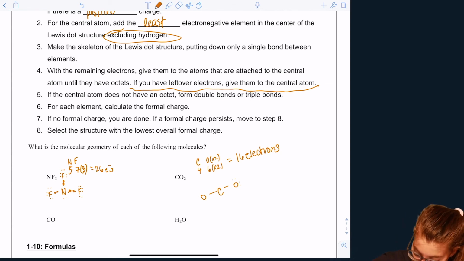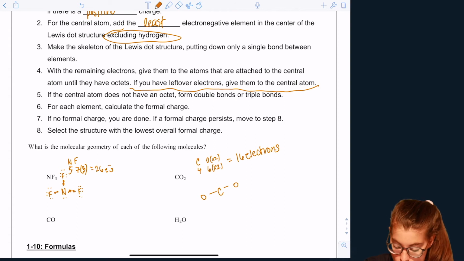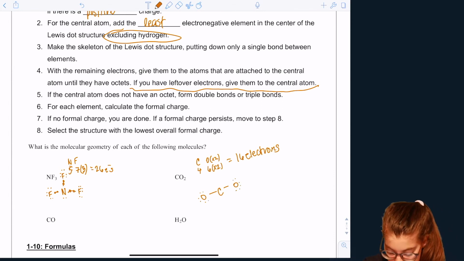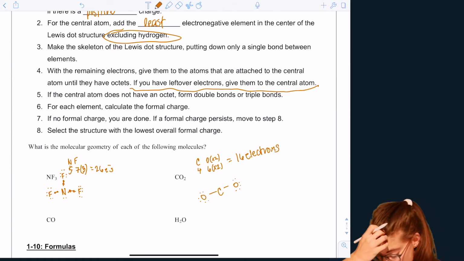And then we give everyone single bonds, and then we fill the octets. Well, hold on, let's slow down, I'm going too fast. How many electrons do we have? 16. So far we've got 1, 2, 3, 4, 5, 6, 7, 8, 9, 10, 11, 12, 13, 14, 15, 16. So we don't have any extra electrons to give the central atom. If the central atom does not have an octet, form double bonds or triple bonds. We'll notice that carbon does not have an octet. So we need to form a double bond.